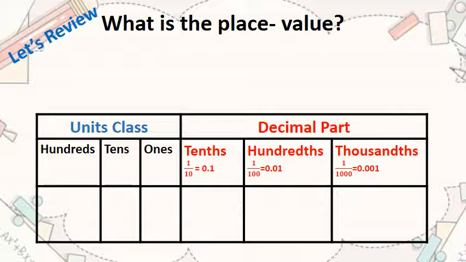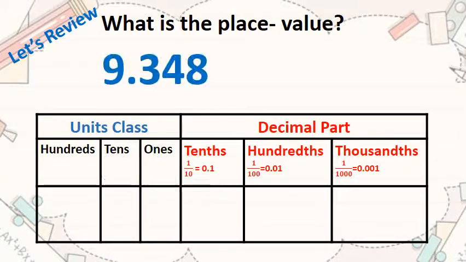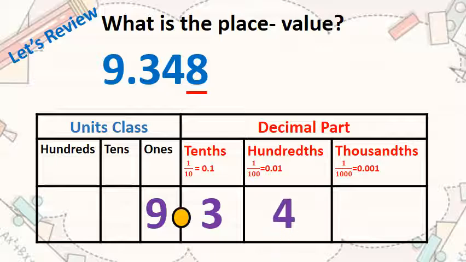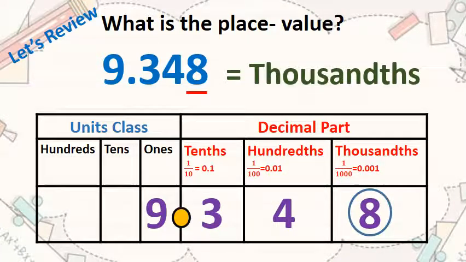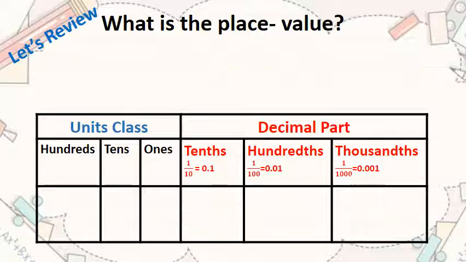Again, what's the place value of? So if we have 9.348, what's the place value of the number 8? Let's put it in the place value table. We have the decimal point. We have in the ones 9, in the tenths we have 3, in the hundredths we have 4, and the 8 is in the thousandths. So it's in the thousandths place.